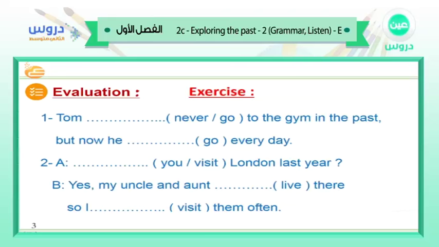Okay, last but not least, we have this beautiful exercise, the evaluation about what you learned today. Tom, blank never go to the gym in the past. But now he, this is the verb. Give me your answer. Write it down. Every day. I'll underline and circle the keywords. Number two, blank you visit London last year. Last year. So what tense is it? Yes, my uncle and aunt blank live there, so I visit them often. Visit them often.